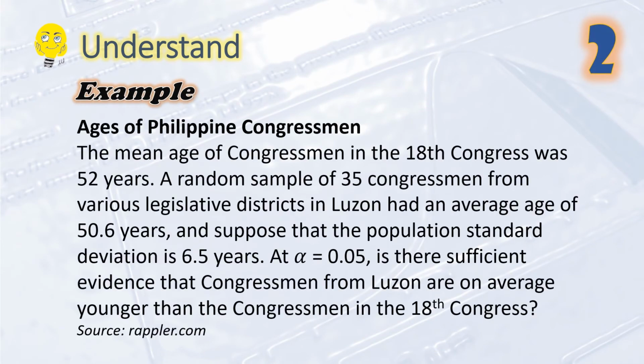Ages of Philippine congressmen. The mean age of congressmen in the 18th Congress was 52 years. A random sample of 35 congressmen from various legislative districts in Luzon had an average age of 50.6 years. And suppose that the population standard deviation is 6.5 years. At alpha equal to 0.05, is there sufficient evidence that congressmen from Luzon are on average younger than the congressmen in the 18th Congress?